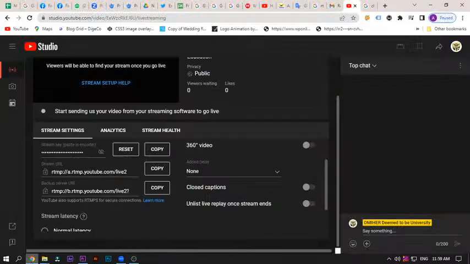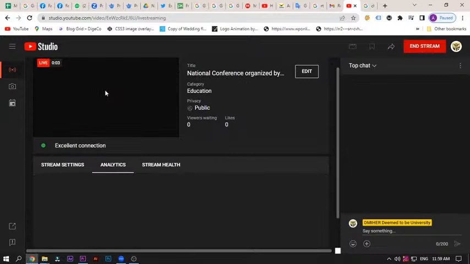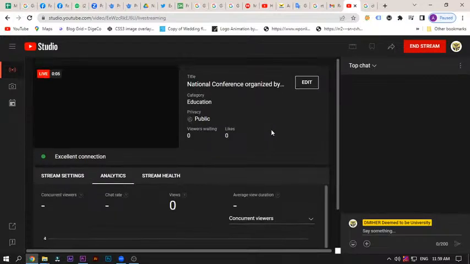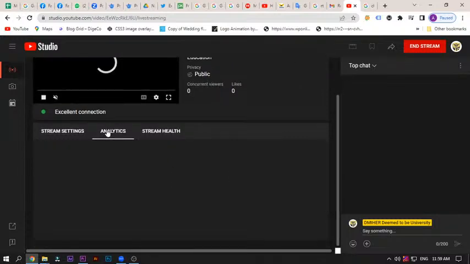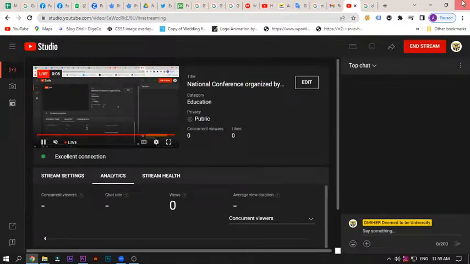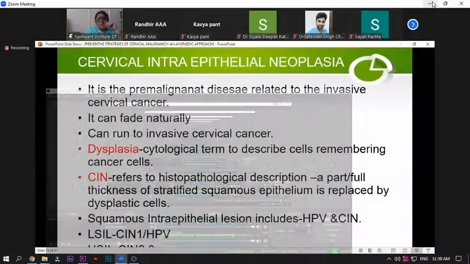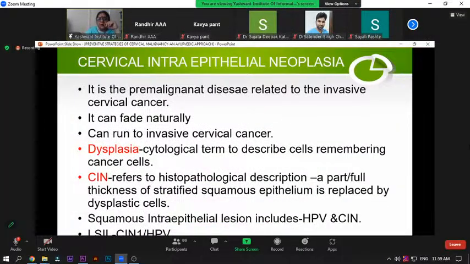It is a pre-malignant condition which, if not treated effectively, can develop into cancer. So this is a pre-malignant disease related to invasive cervical cancer. It can regress naturally, up to the CIN1 condition, and it can also progress to invasive cervical cancer.